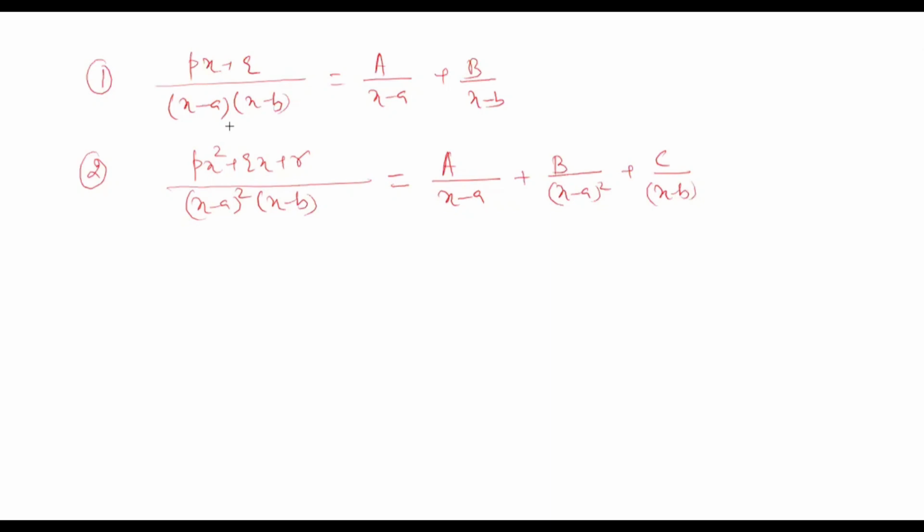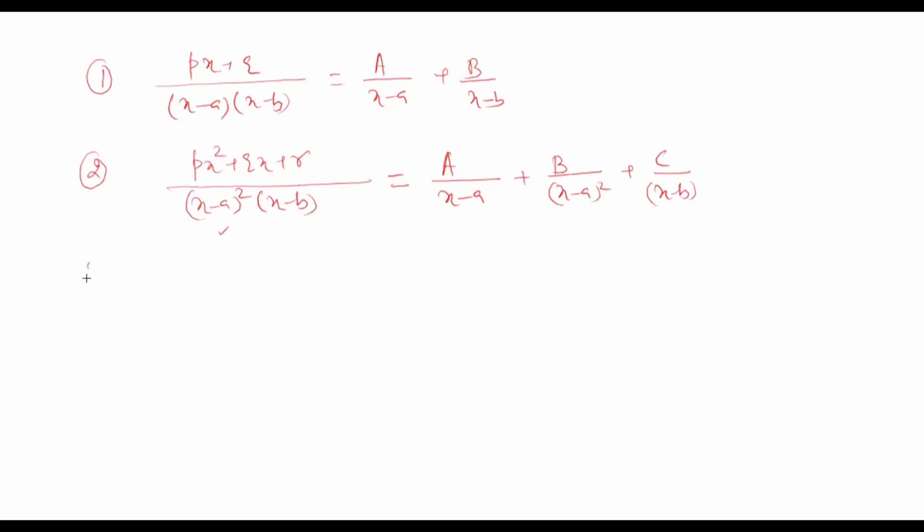So the thing to note here is this x minus a whole square. When something is repeating, as many times as it repeats, had it been x minus a cube, you would have to repeat it like this. Increase the power one by one: x minus a, x minus a whole square, x minus a whole cube, and so on and so forth. Okay. This is the second type.